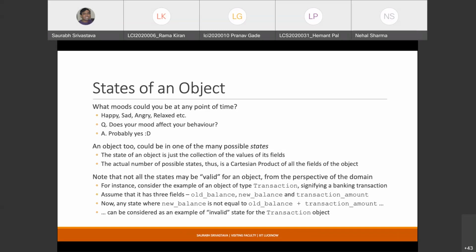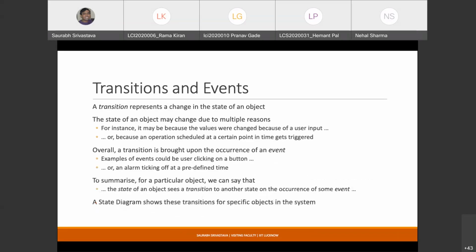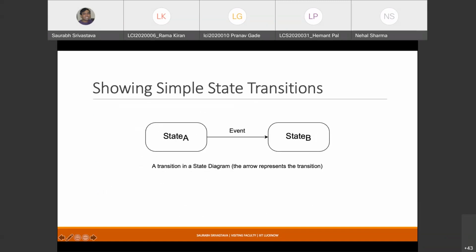But yeah, there might still be a number of states which are valid, and your object can transition from one state to another. This transition of changing the values from one state to another state is known as a transition. And the events on which such a change actually takes place are known as events, right? So there are two aspects that you can see in a state diagram. There are two states, and then there is an arrow between these two states, which means that there is a possibility of a transition from this state to this state.